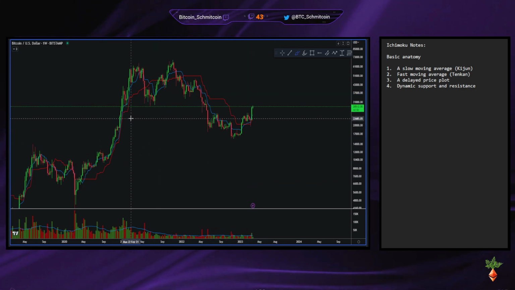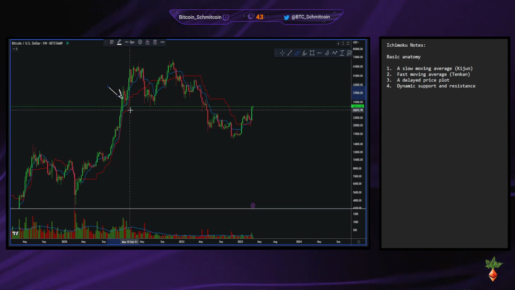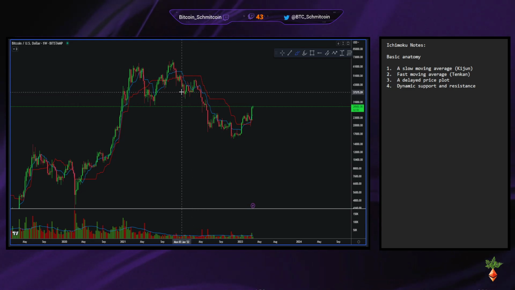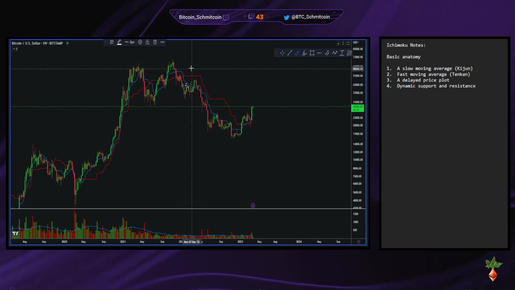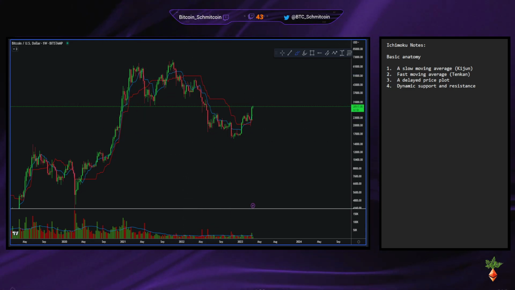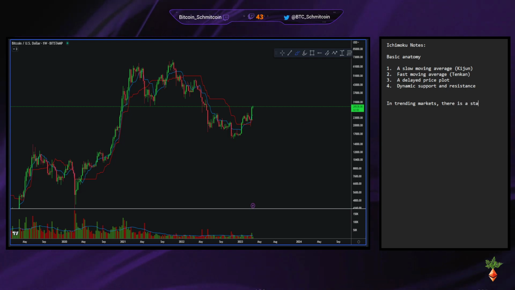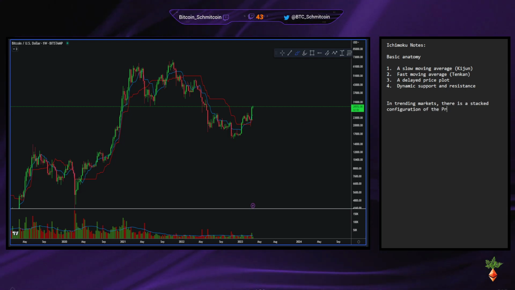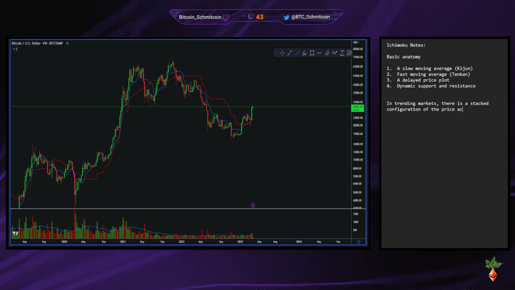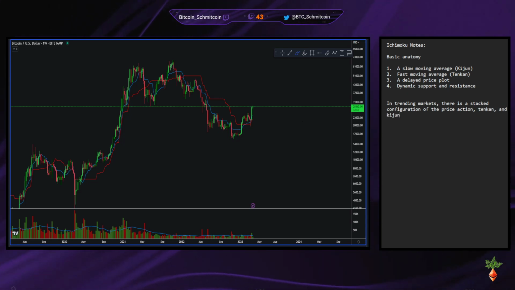In trending markets, we will see the price above the Tenkan, which is above the Kijun, or vice versa. We see price below the Tenkan and below the Kijun. So in trending markets, there is a stacked configuration of the price action, Tenkan, and Kijun.